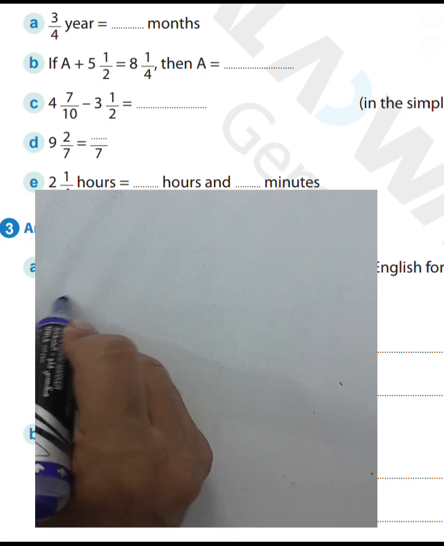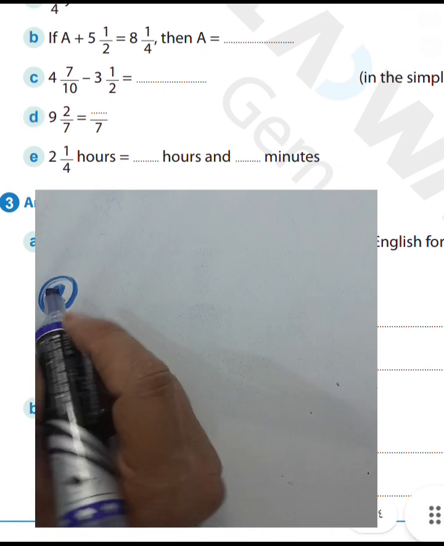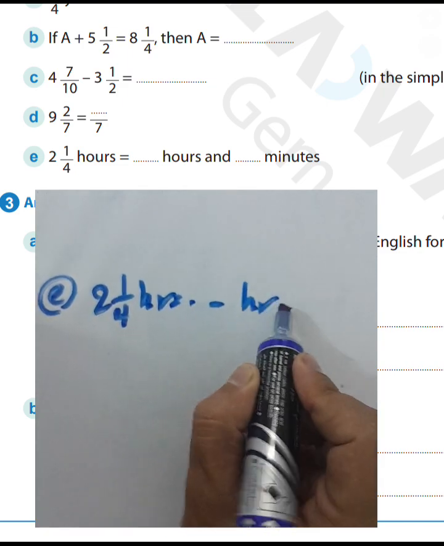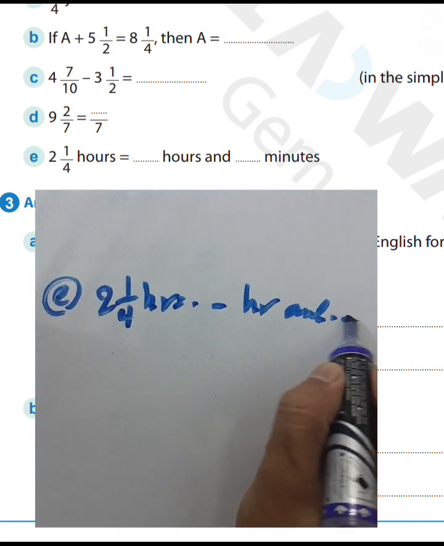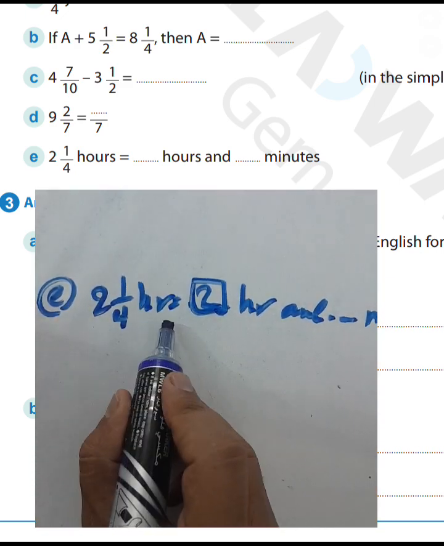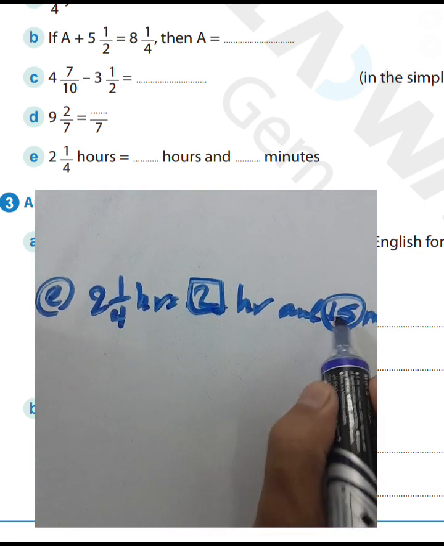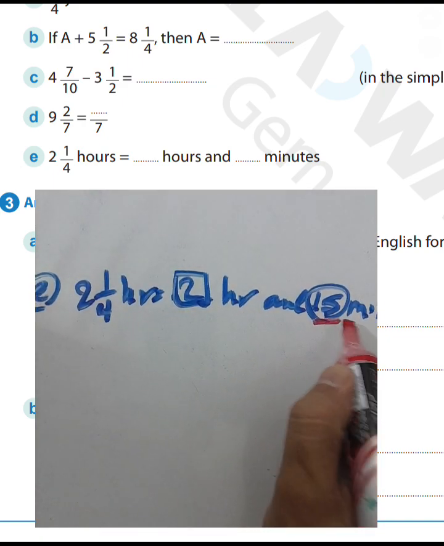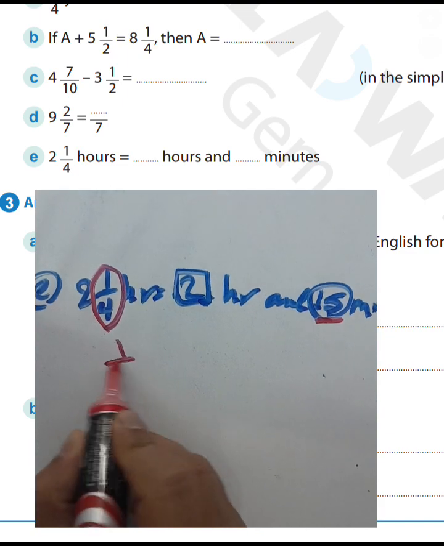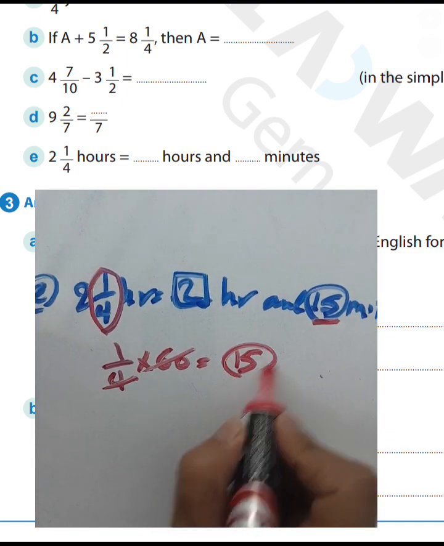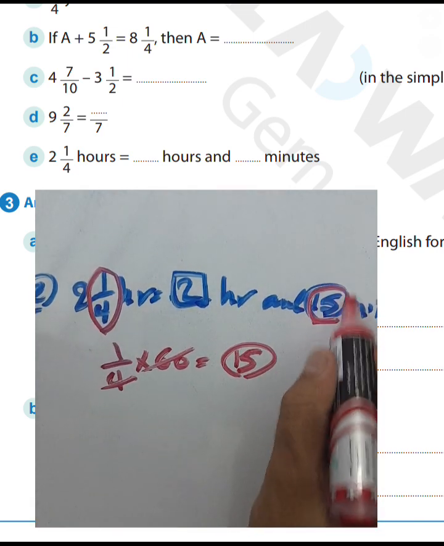Question letter E. 2 and 1 fourth hour equals how many hours and minutes? We know we have 2 hours. And 1 fourth hour will be 15 minutes, because 1 hour equals 60 minutes, and 60 divided by 4 equals 15. You must write 15 here in minutes and 2 in hours.